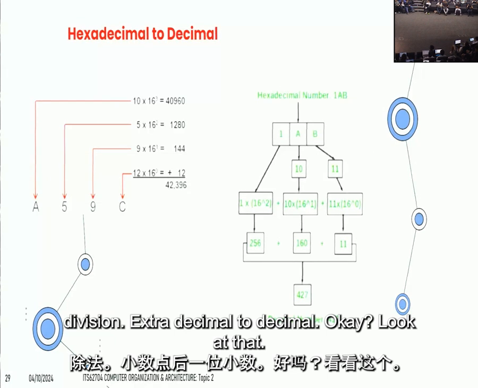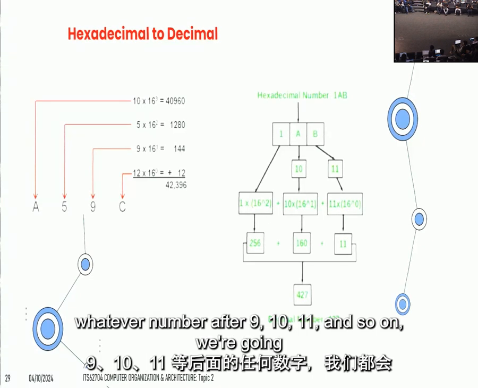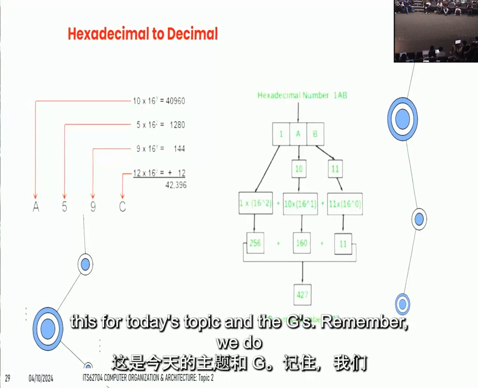Hexadecimal to decimal, okay? Look at that. This is the way how we are doing. We understand that whatever number after 9, 10, 11, and so on, we're going to change to the alphabet A, B, C, D, and so on. So only this for today's topic and the gist.